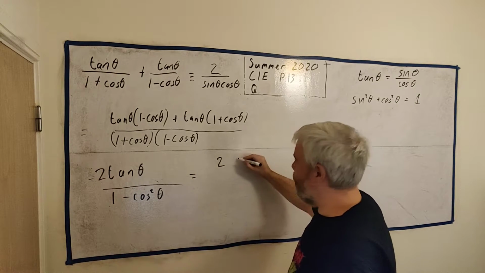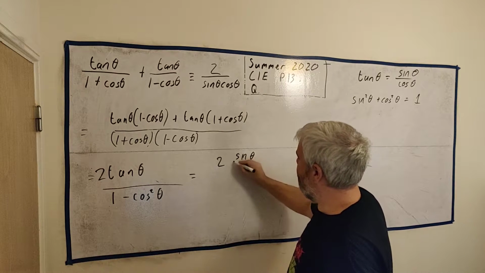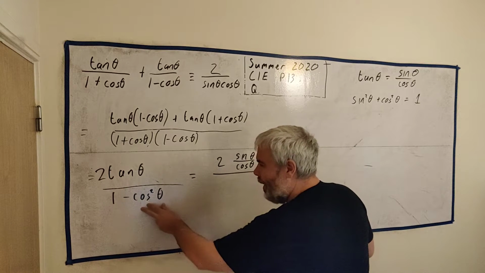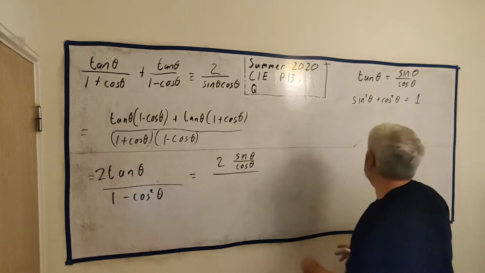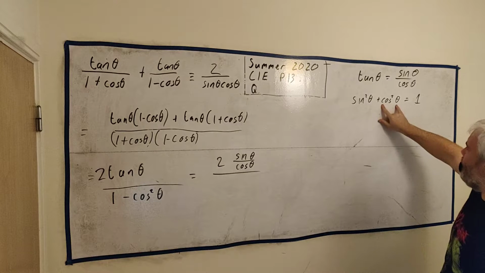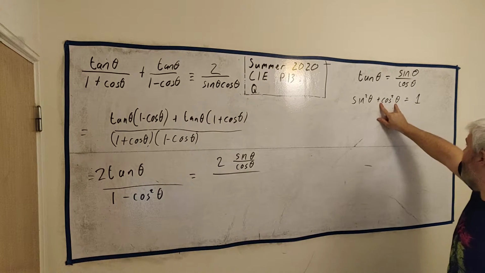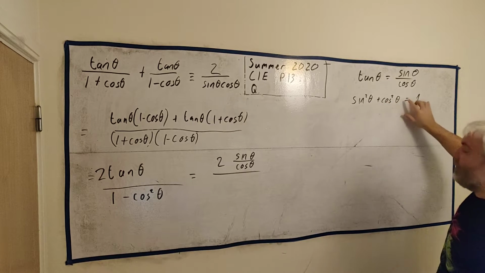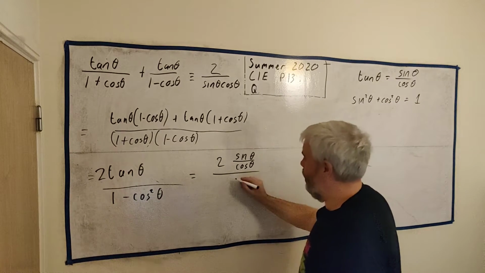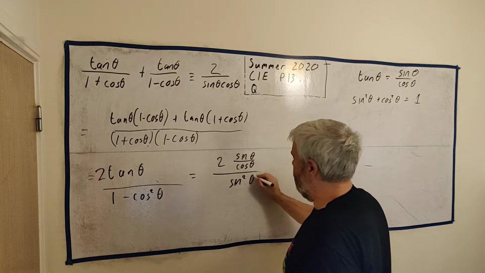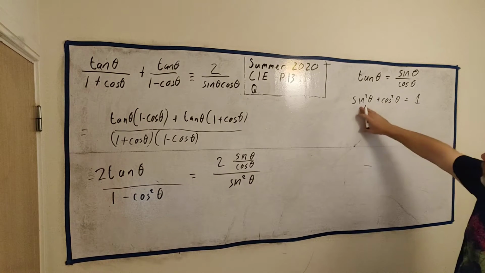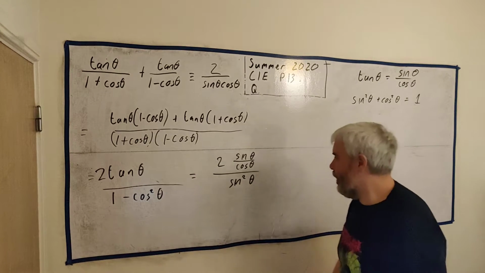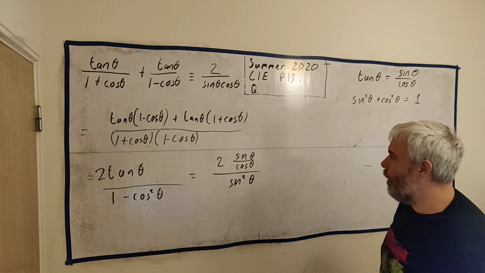The top row will become 2 sine theta over cosine theta. And look at the bottom row, 1 minus cosine squared. If we take this over the equals, take it away from both sides, we get 1 minus cosine squared. So this here is just sine squared, because sine squared equals 1 minus cosine squared theta. Okay, we're getting somewhere now.